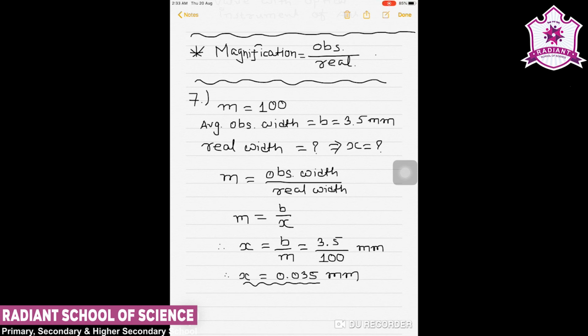If we want to convert it into centimeter, this is in millimeter, so 10 raised to minus 1, that means multiply with 10 and divide by 10, this will convert into centimeter, giving 0.0035 centimeter. So this is the width of the hair that is observed during the experiment. This is the question number 7.